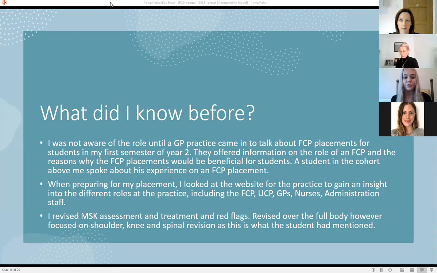But a GP surgery actually did come into my uni and they spoke about the FCP placements that they were offering for students. A student in the cohort in the year above me actually had an FCP placement with this GP surgery, so they shared their experiences as well and what it was like to be a student in this FCP role. They offered information on the role, the daily duties, responsibilities of the FCPs and why it would be beneficial for students to explore.